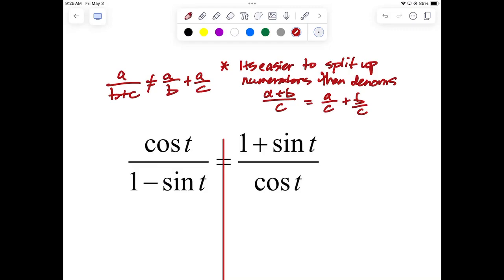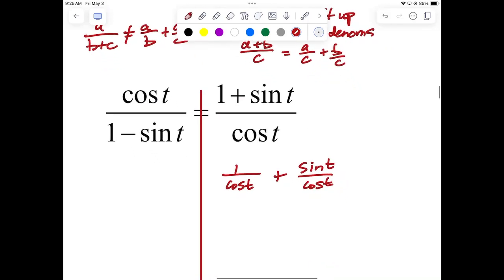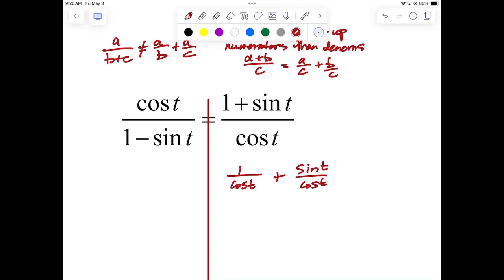So, with that, you might lean towards the right side. Let's see what that would entail. If I split up the numerators, that would be 1 over cosine of t plus sine over cosine of t. So there's nothing illegal about that. That's totally legal. And then you could say, 1 over cosine of t is secant of t, and sine over cosine is tangent of t.